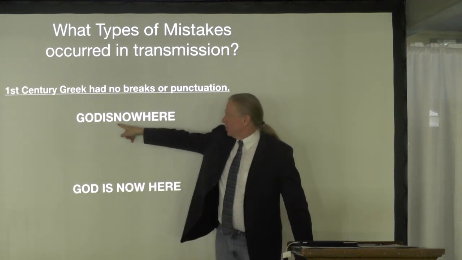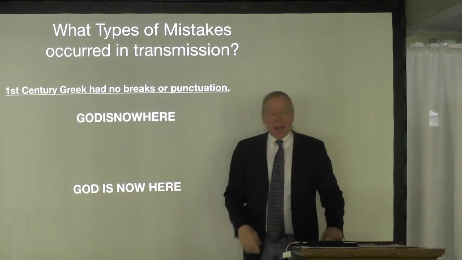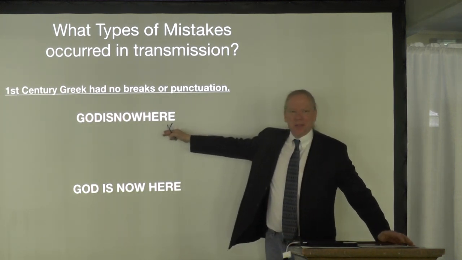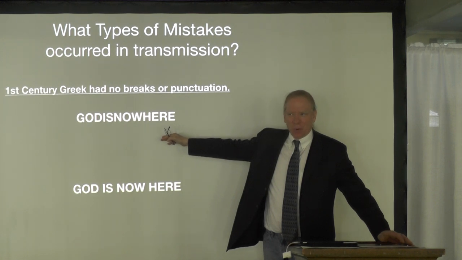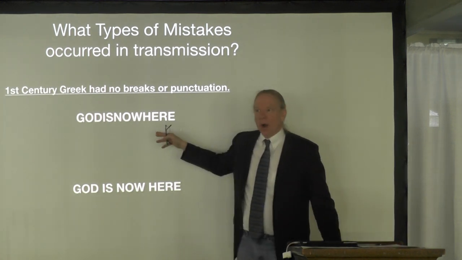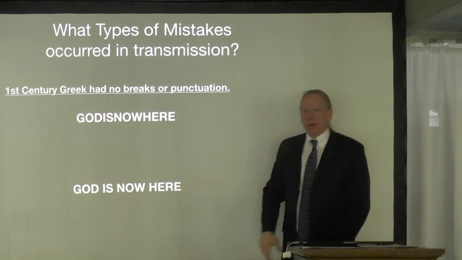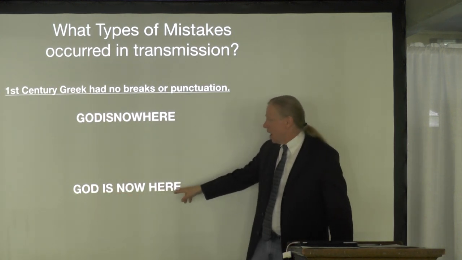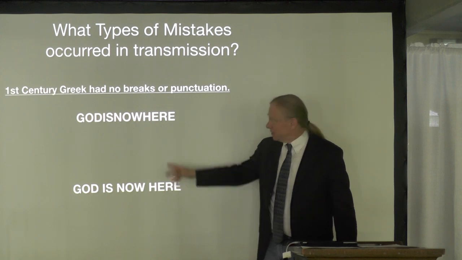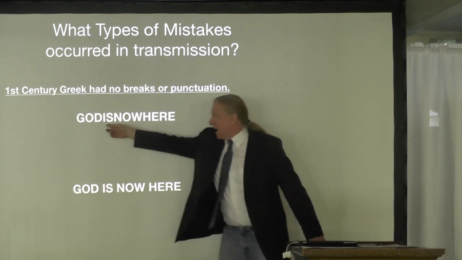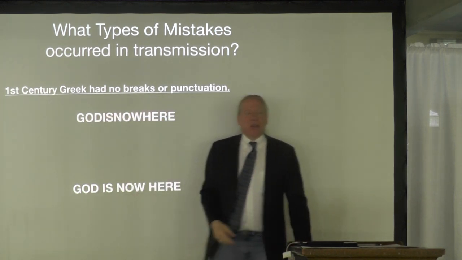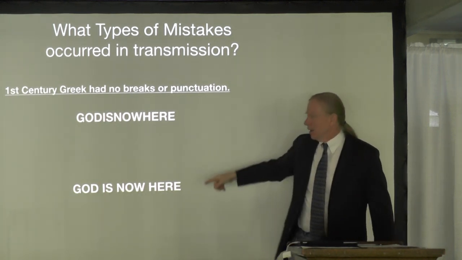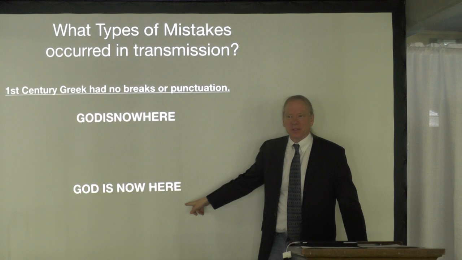God is nowhere. Actually, the story behind this is an atheist wrote this on a chalkboard one time: "God is nowhere," in all capital letters. But then a little five-year-old girl came out and broke this apart and said, "God is now here." So you see, the exact same phrase can be interpreted in two different ways. God is nowhere. God is now here.